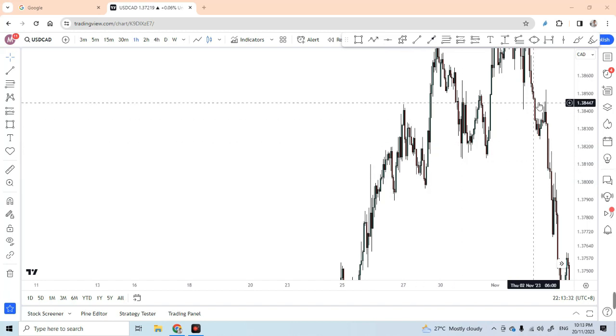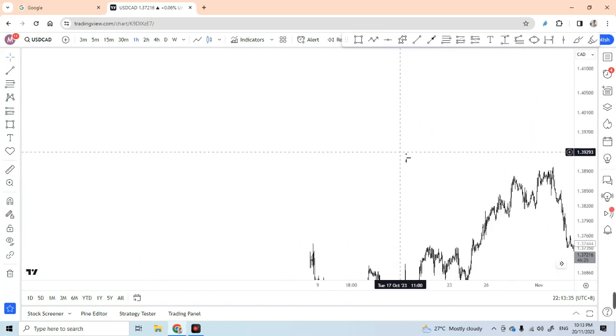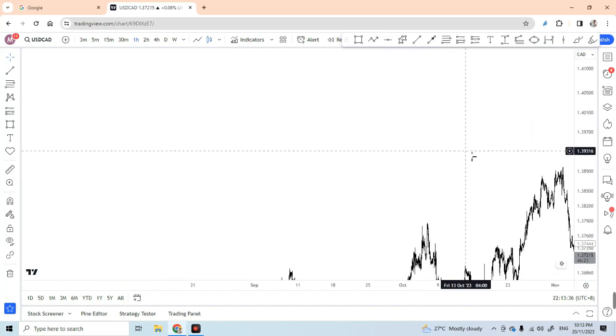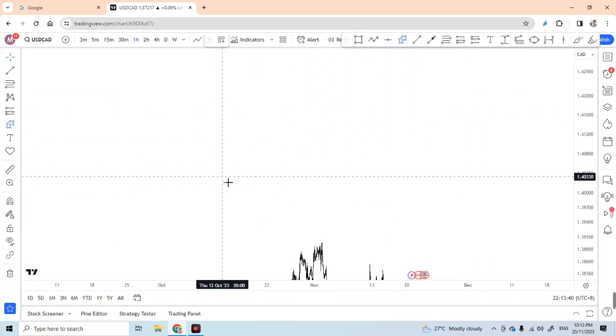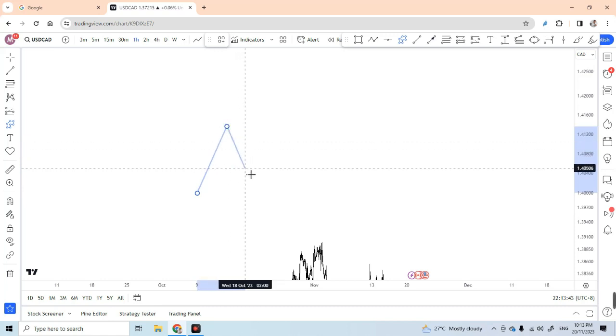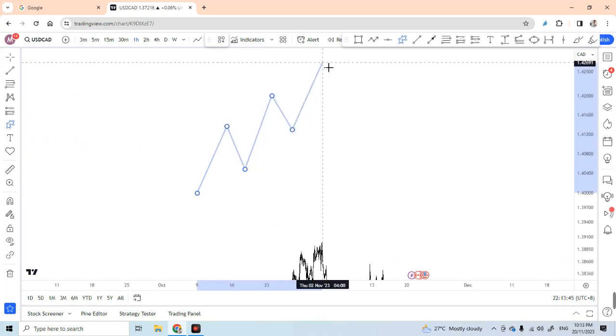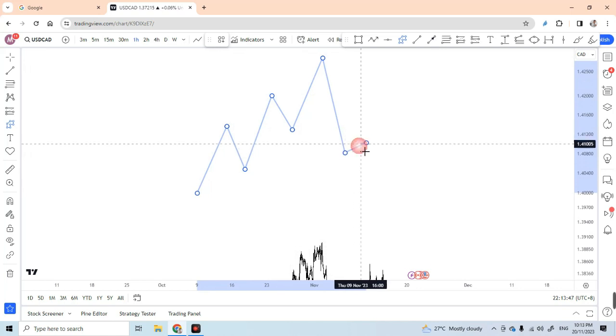And the setup is actually very, very simple. It's what we call a QML, a very, very simple QML. Just for a clear idea, I'm talking about a QML sell. We are looking for a bullish trend first, and then suddenly there is a break of structure right there.